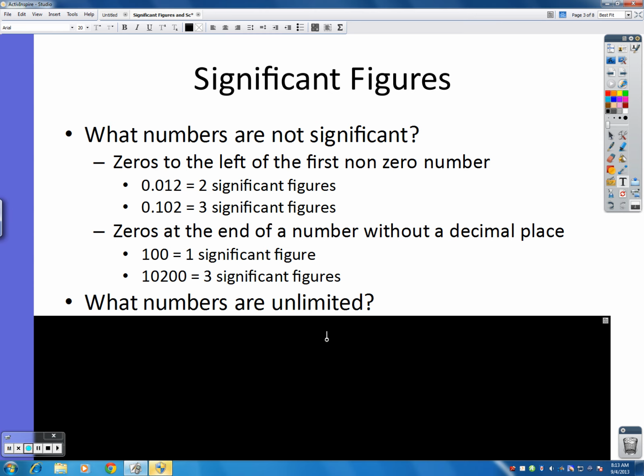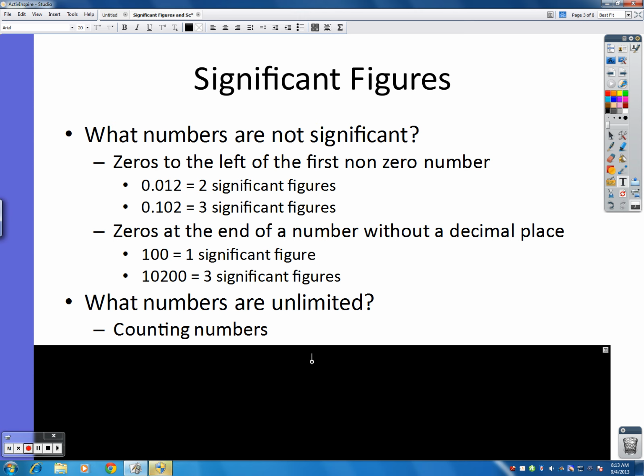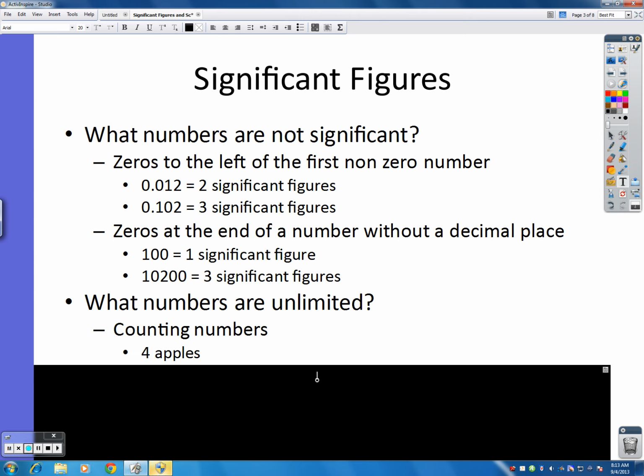Then some numbers have unlimited numbers of significant figures. And that gets a little tricky. What we're going to say is when we're adding and subtracting and multiplying and dividing, we're not going to worry about how many significant figures these numbers have, because it's considered unlimited. So there are 2 examples of that. One is counting numbers. If you count a number of things, say you count 4 apples, the 4 is actually considered unlimited significant figures because you've counted something.